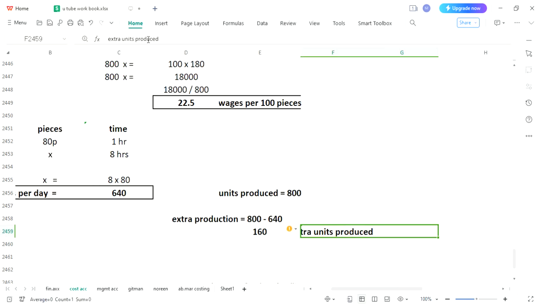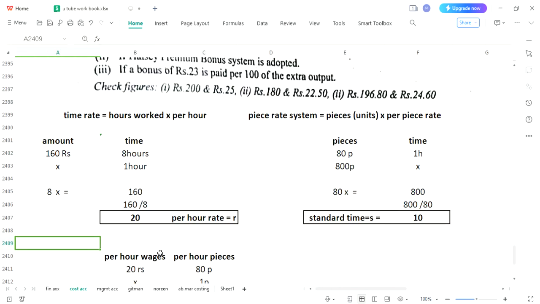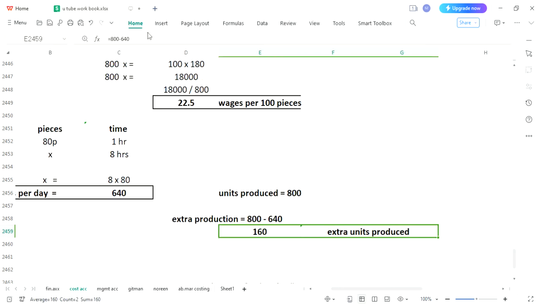Why are we calculating that? A question can be asked because it has been mentioned in our requirement. Let's go back and I'll show you. Look over here: if a bonus of 23 is paid for 100 extra output, then extra production needed to be calculated, and we have calculated it. Up till now, for the third part, this is the thing which was needed, and the remaining everything is just the part of working.